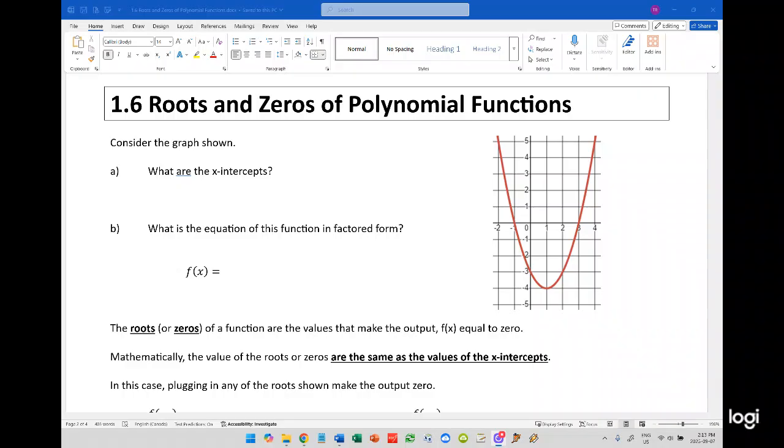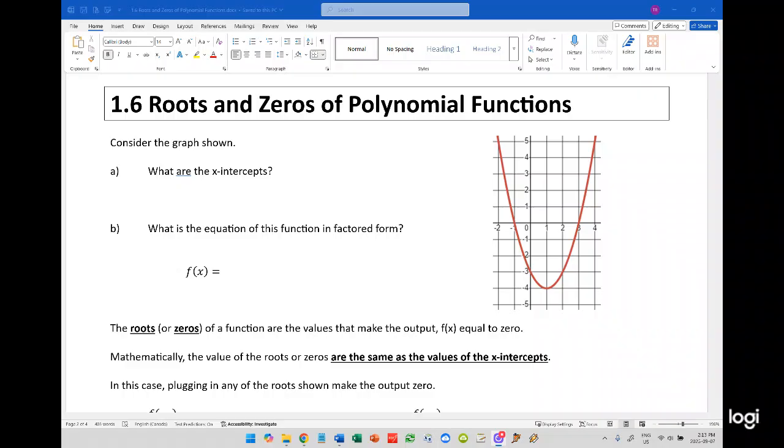Before we get there, I'm going to point out that the name of the lesson is the roots and zeros of polynomial functions. These are other words that mean something pretty much the same thing as x-intercepts. I don't want to get too much into the details of how they differ from each other definitionally. I'm going to say that for our purposes, we can use the three terms interchangeably.